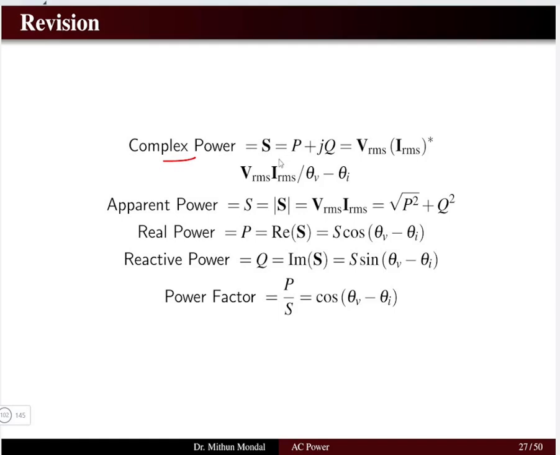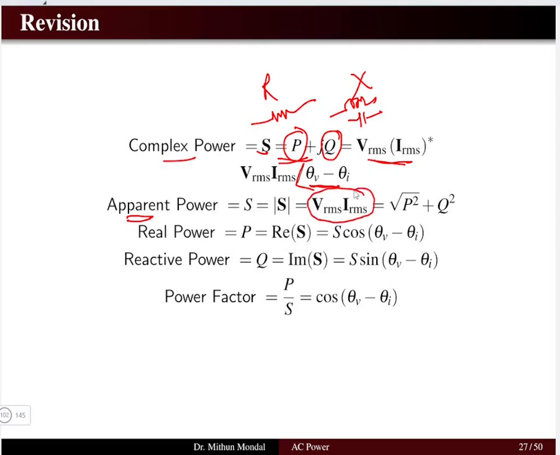Complex power S is given by P plus jQ. P is the real part, which is associated with the resistance, and Q is the reactive part, which is denoted in terms of the inductance or the capacitance, I can say X. Here you will have R. Complex power S is Vrms into Irms conjugate, and we will have one angle, the power factor angle, the angle between the voltage and the current. Apparent power is the magnitude of the complex power, so Vrms into Irms. Its unit is volt-ampere, and it is the square root of P squared plus Q squared.